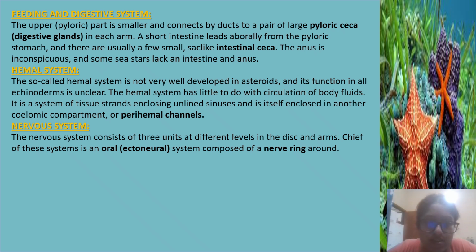The nervous system consists of 3 units at different levels in the disc and arm. Chief of this system is an oral system composed of a nerve ring around. Now the topic has ended.